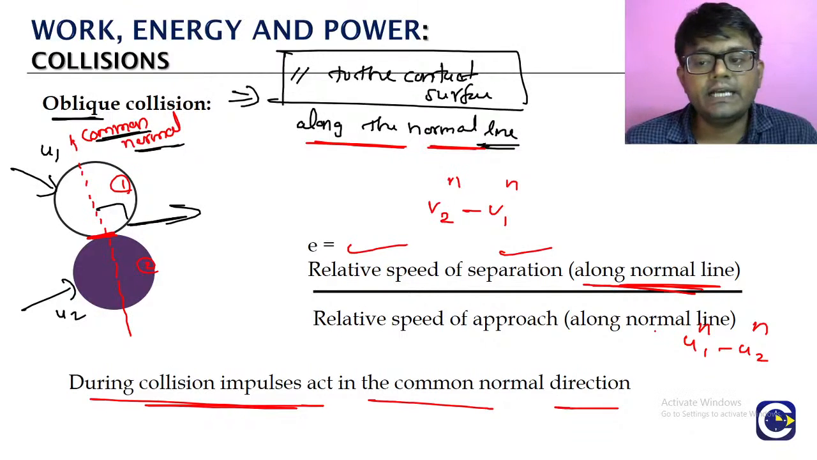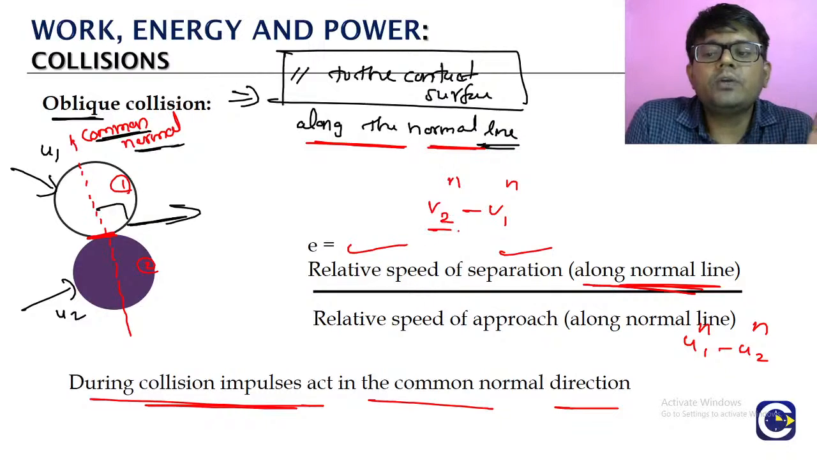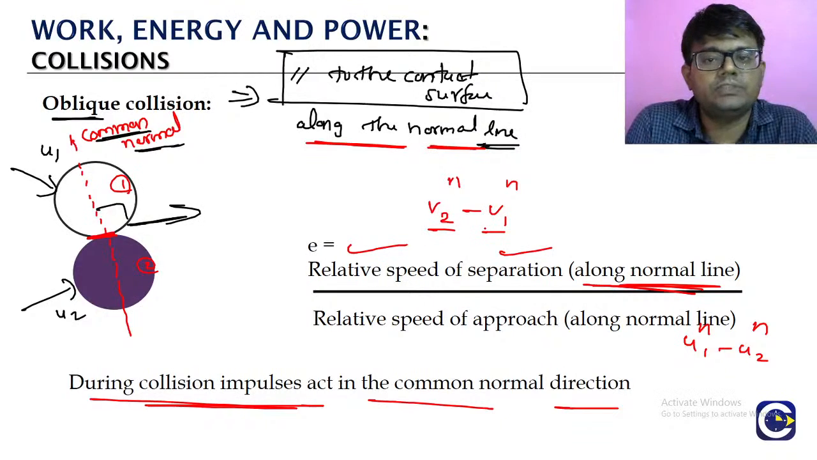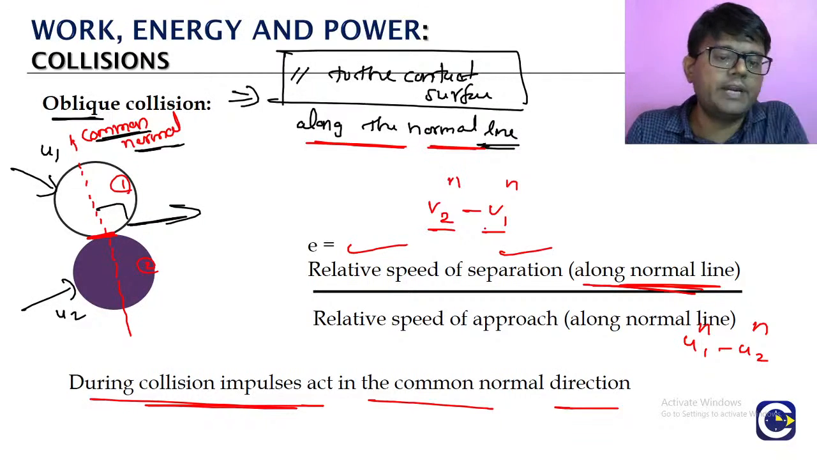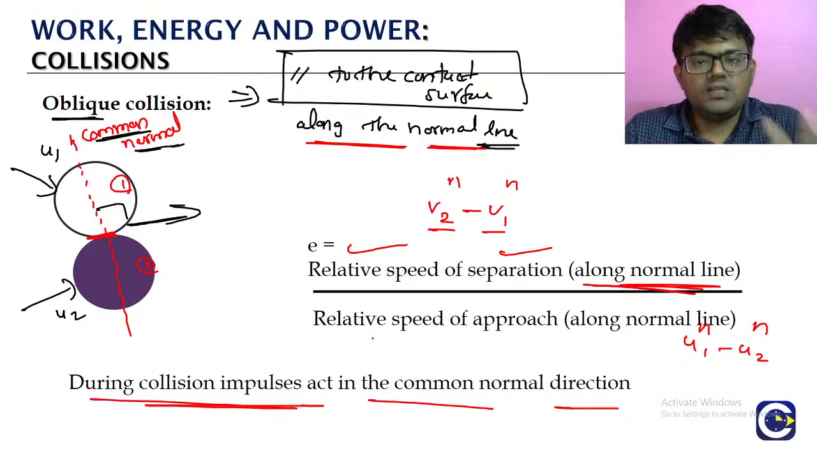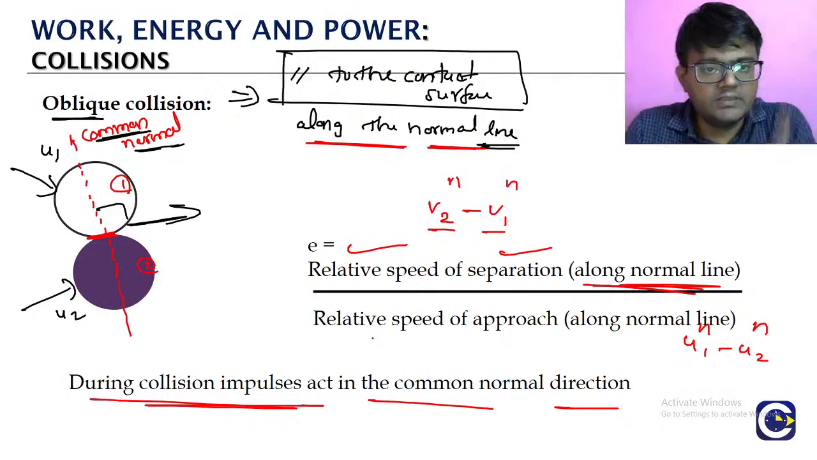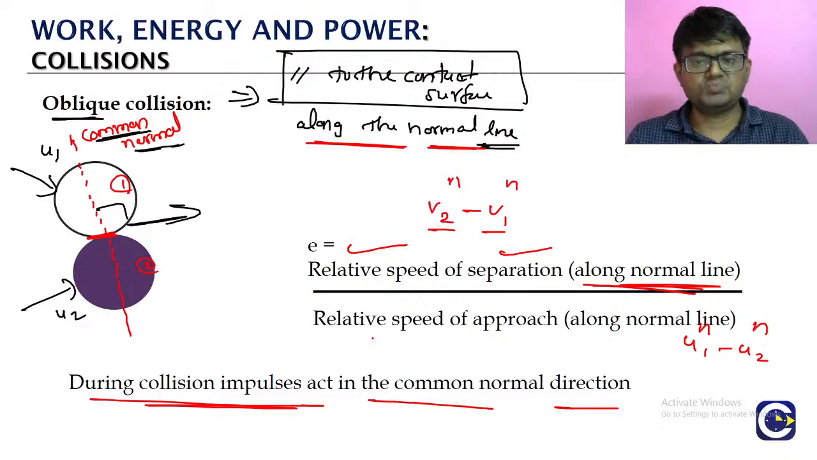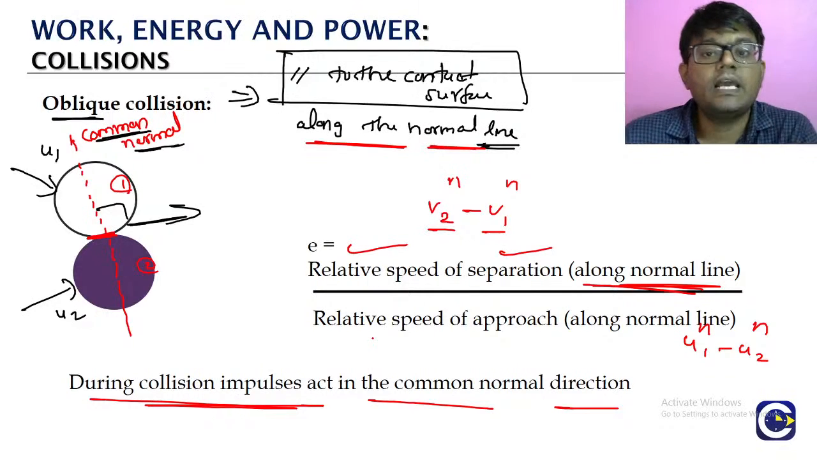So we consider the formula as it is, but the only difference is that V2, V1 are not the total velocity values. We have to take all these velocities, U1, U2, V1, V2, only as their components along the normal line. So the relative speed of separation, that is after the collision, has to be taken only along the normal direction, divided by the relative speed of approach, which also we have to take only along the normal direction.